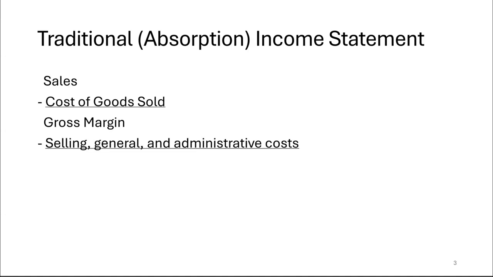So we start with our sales, then we do our cost of goods sold, then we get our gross margin, and we subtract our selling, general, and administrative costs. When you use this model, you really can't use it for future planning because it doesn't take into account cost behavior. So now we're going to look at an example so you can see what I mean.